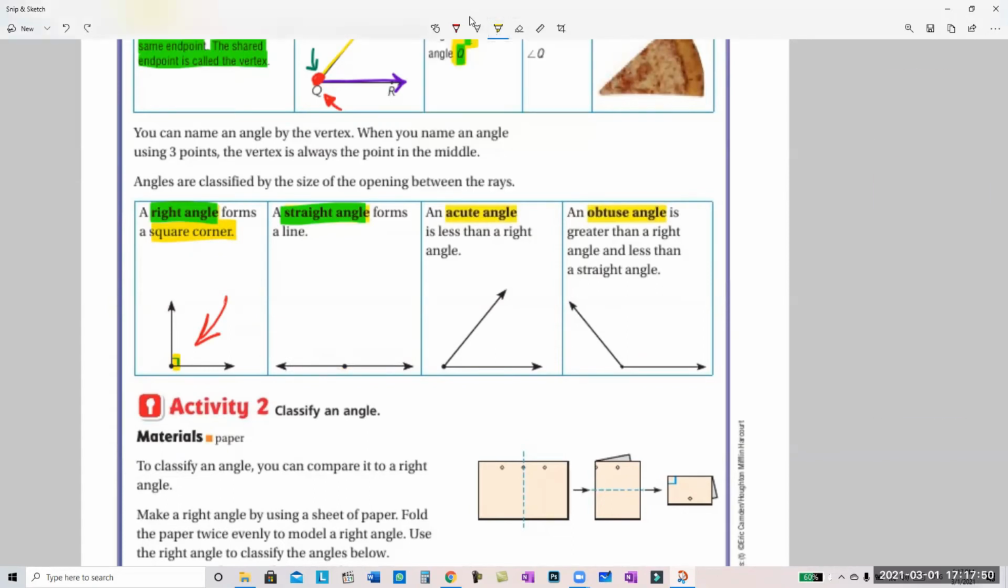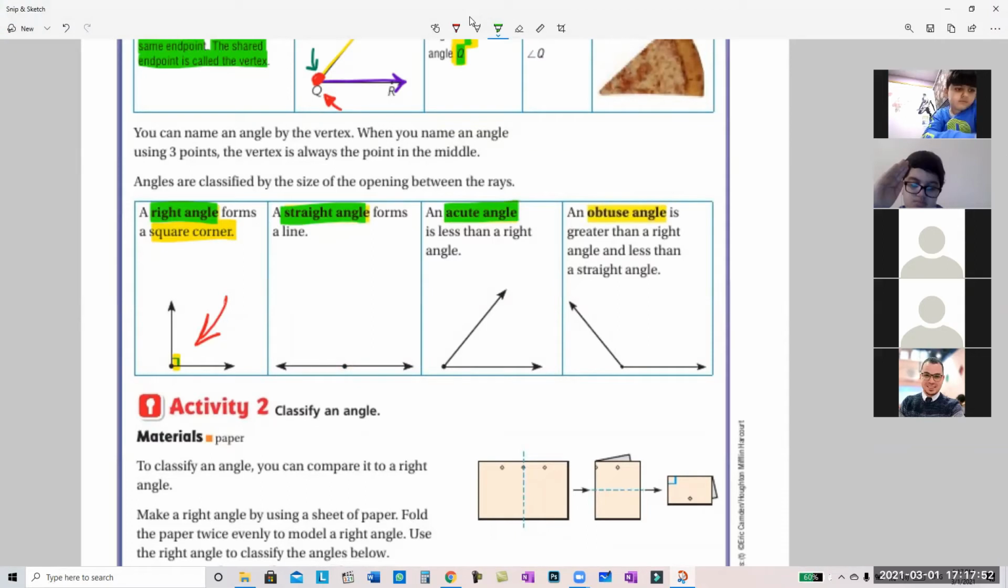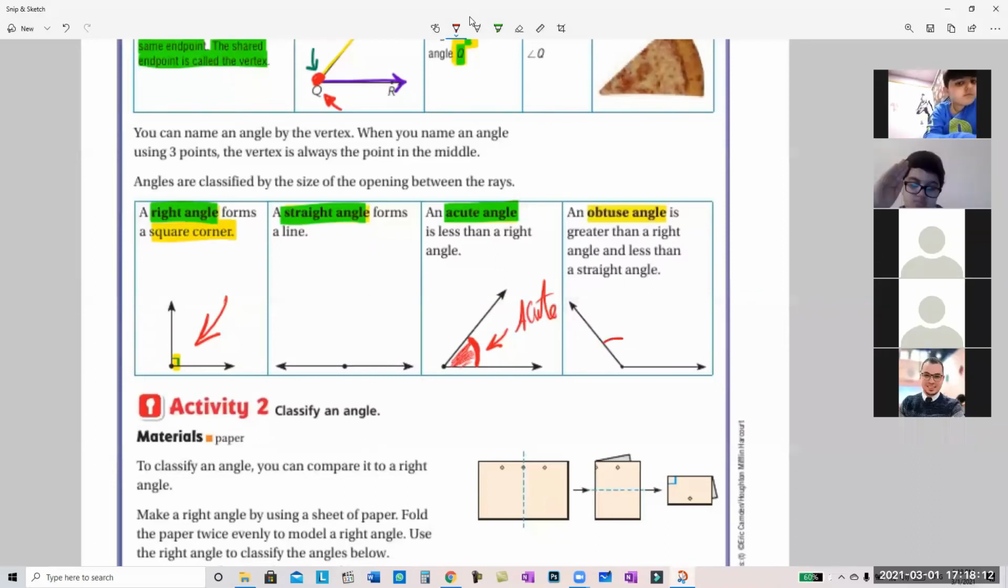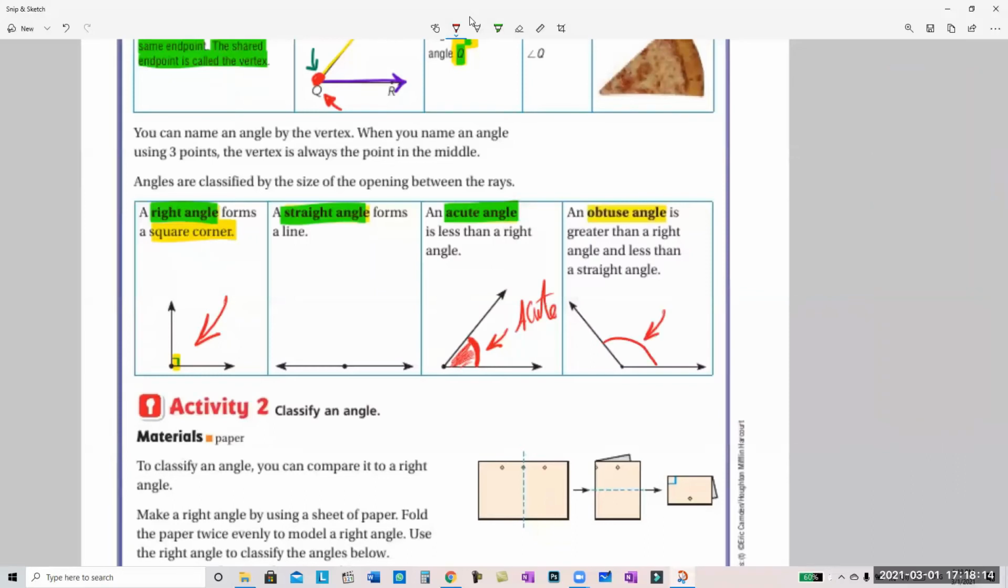And the next one is the acute angle. For an acute angle, as you see here, we have a small space between the two rays. So this small space denotes an acute angle. And here we have a big space. In this case, this is called obtuse. So we have an obtuse angle here, with a big space between the two rays. Okay, those are the four types of angles.